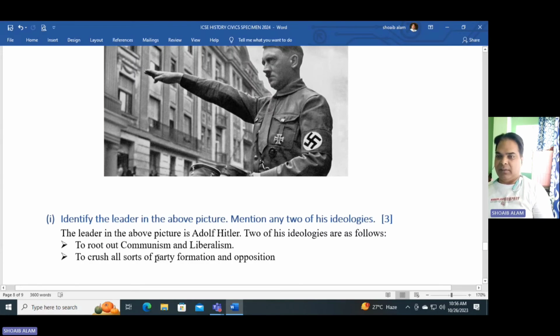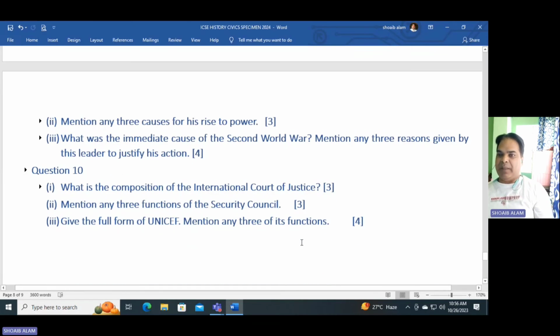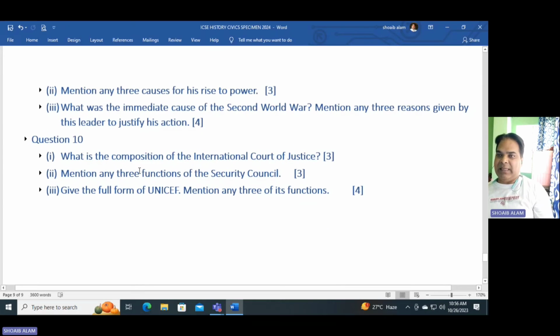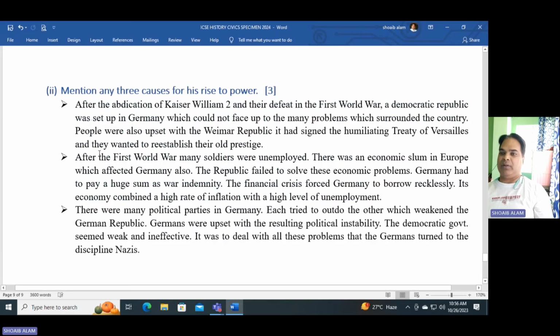Two of his ideologies are to root out communalism and liberalism, and number two, to cross all sorts of party formation and the opposition. Now, mention any three causes of his rise to power. So, three causes. That means these are the three causes you have to mention. After the abdication of Kaiser William II and the defeat in the First World War, a Democratic Republic was set up in Germany, which was known as the Weimar Republic.